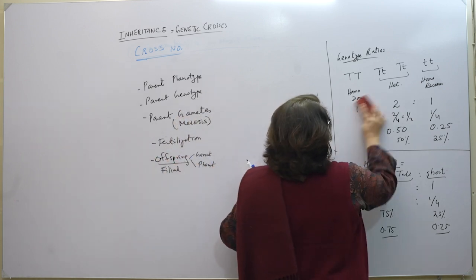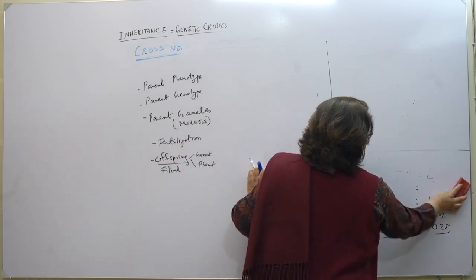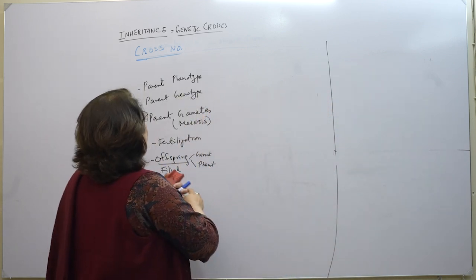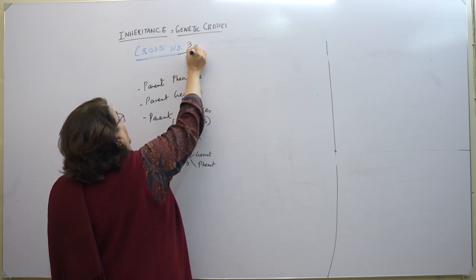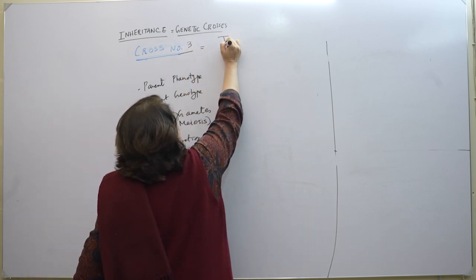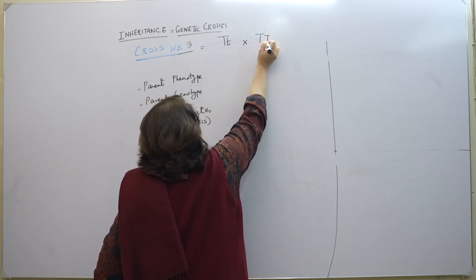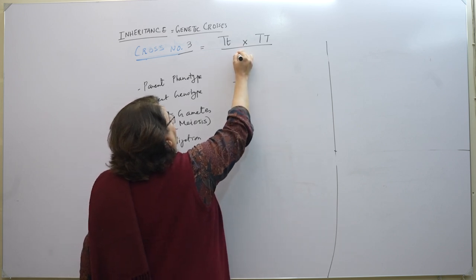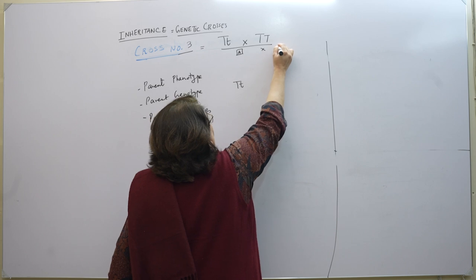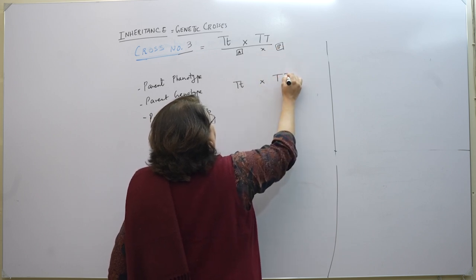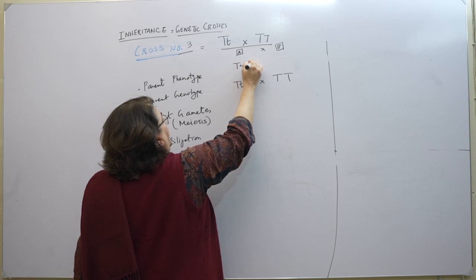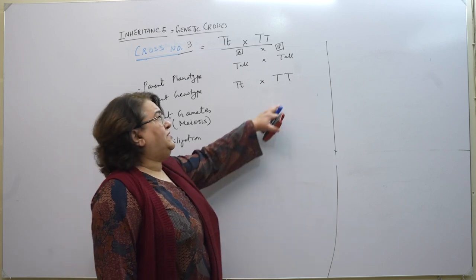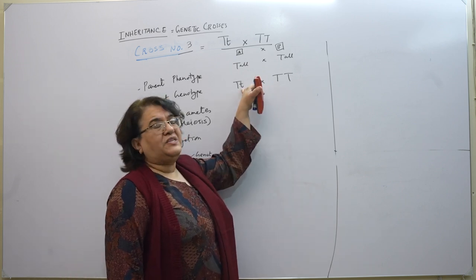Now cross number 3. Cross number 3 would be a heterozygous and a homozygous dominant. So let's write it down here. Plant A, for example, any of them could be either. Now both of them are tall, but mind you, one is pure and the other one is a hybrid. This is a pure tall and this is a hybrid, or mixed breed, tall.